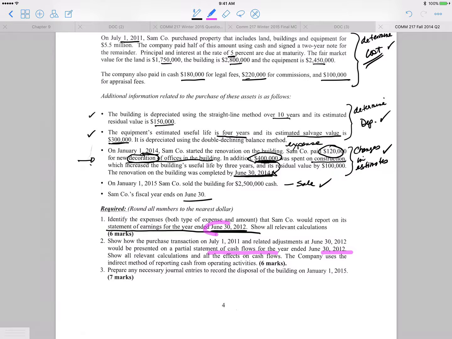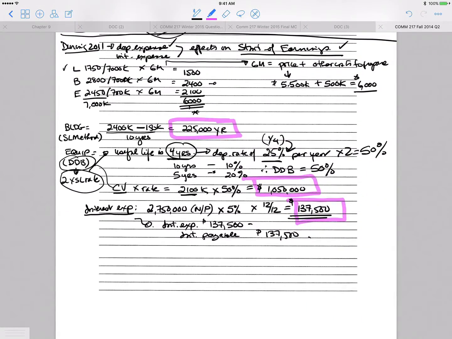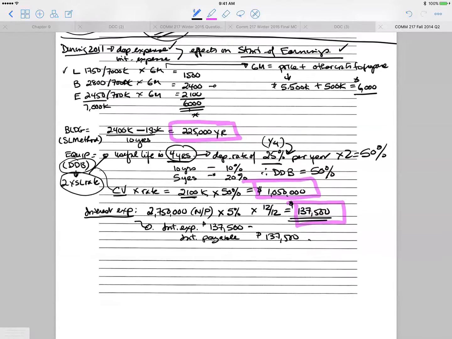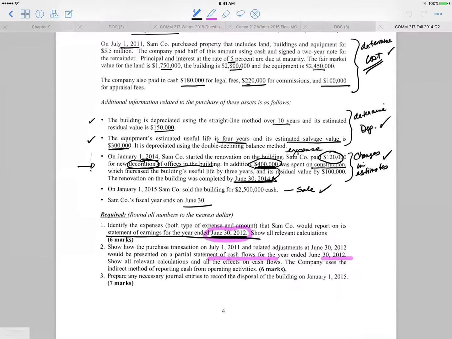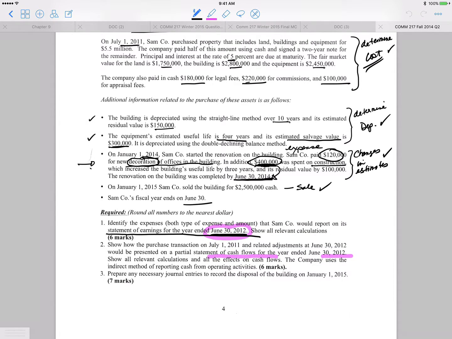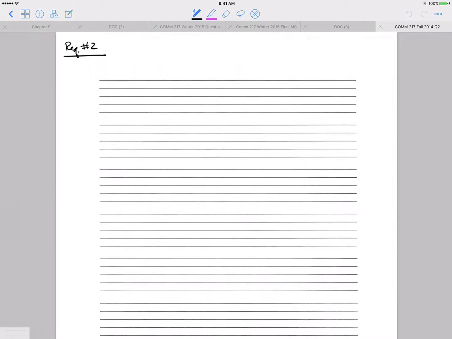Okay, so we're still at the first year end after the acquisition of the 3 assets, and they're asking us how this is going to be shown on the statement of cash flow for June 30th, 2012. The important thing to get here is that they are using the indirect method of computing cash flow from operating activities. The indirect method versus the direct method only affects how you compute cash flows from operating activities. So we're using the indirect method.